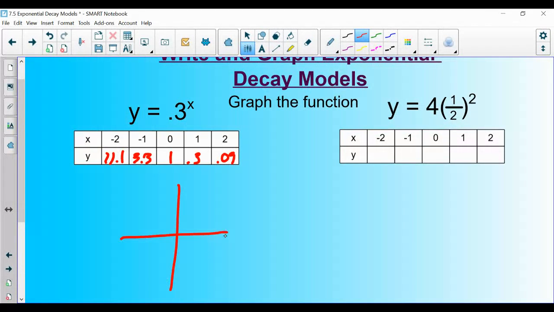So we should be able to graph this. 0, 1 would be here. 1, 0.3 would be there. 2, 0.09, that's even smaller. -1, 3.3, that would be about here. And -2, 11, that's somewhere way up here.